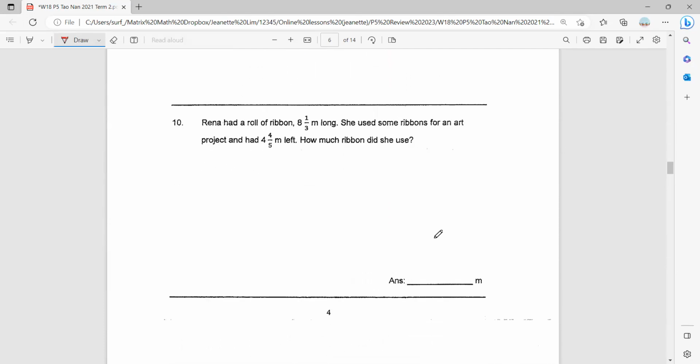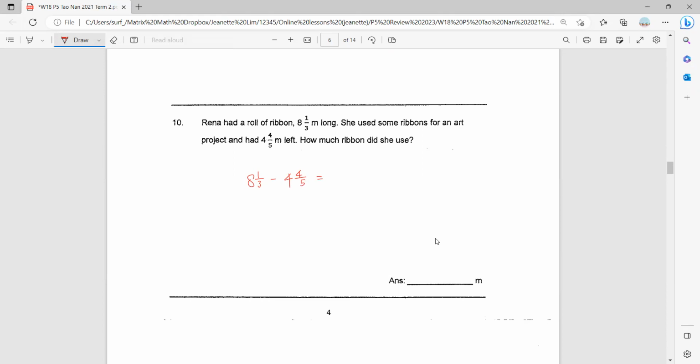Question 10. Rina had a roll of ribbon, 8 1/3 meters long. She used some ribbons for an art project and had 4 4/5 meters left. How much ribbon did she use? Okay, so 8 1/3 minus the amount left to get what she used.